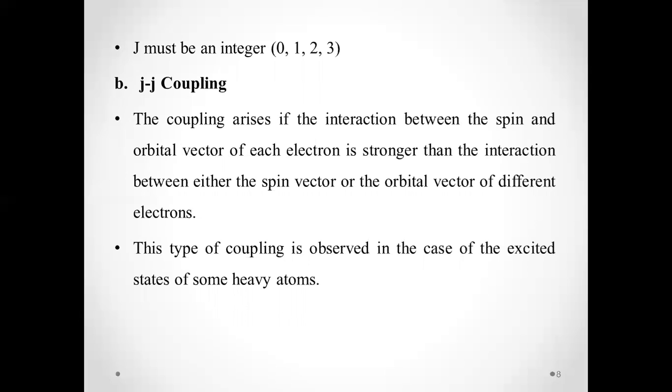The second type of coupling is called the JJ coupling. Here, the coupling arises if the interaction between the spin and orbital vector of each electron is stronger than the interaction between either the spin vector or the orbital vector of different electrons. This type of coupling is observed in the case of the excited states of some heavy atoms.